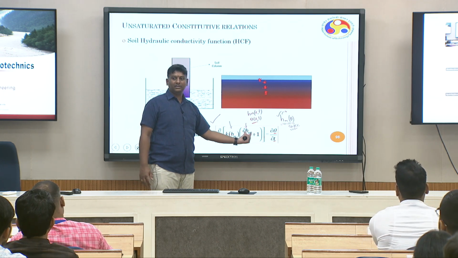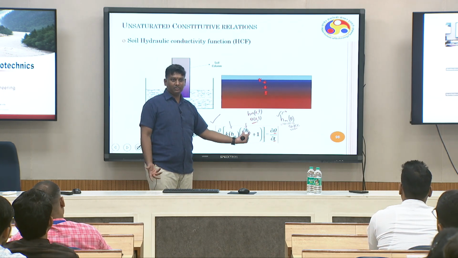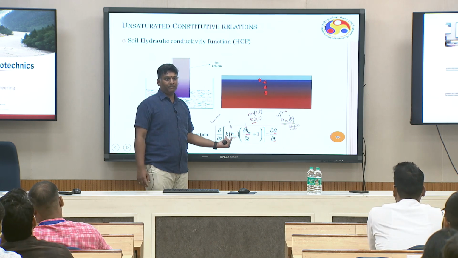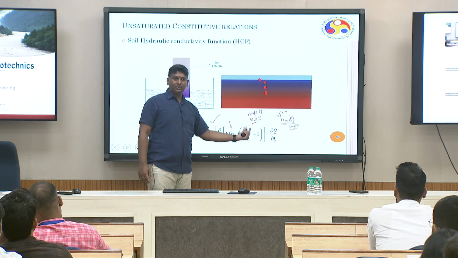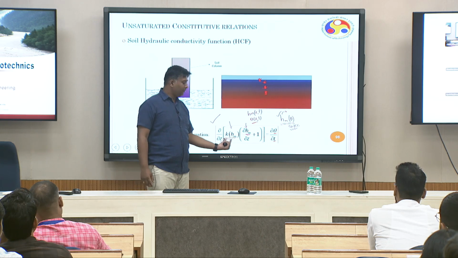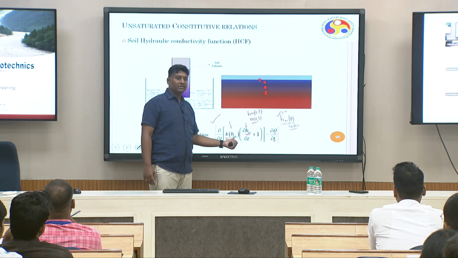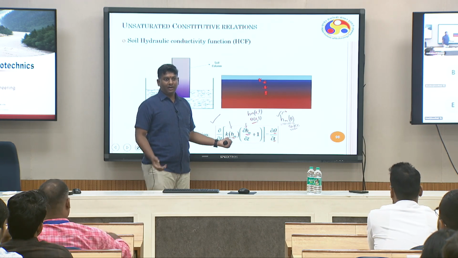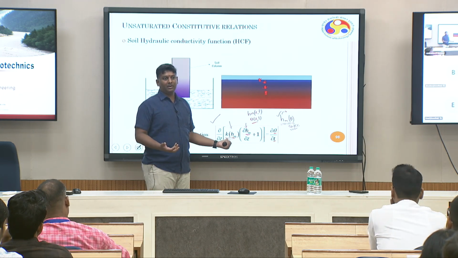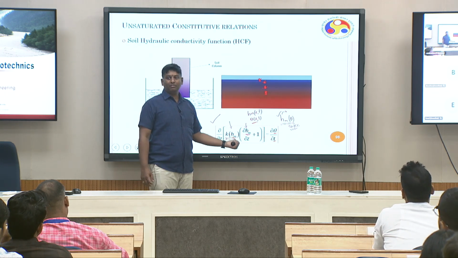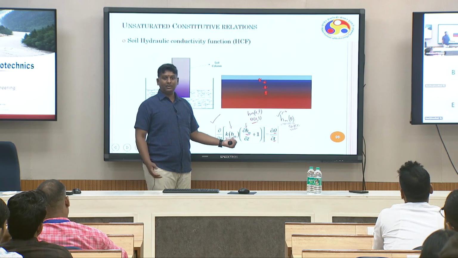One is matrix suction head or suction, the other one is hydraulic conductivity. So these two are required to be determined. Moreover, they are in functional form. K, the hydraulic conductivity, is no longer a constant value as we do for a saturated system, as it is partly saturated soil, where it is dependent on matrix suction head or suction.